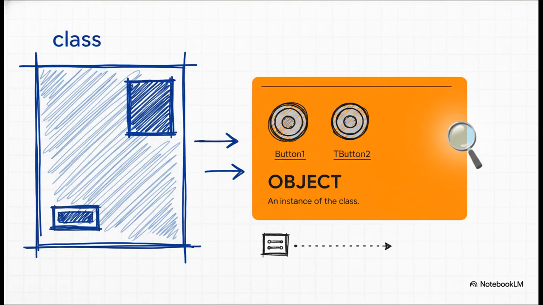And you guessed it, if the class is the blueprint, then the object is what you build from it. It's a specific instance of that class. So when you drag that T-button onto your form, you're creating an object, probably named button 1. If you drag another one, you get button 2. They are both objects made from the same T-button class, but they're totally separate individual things.